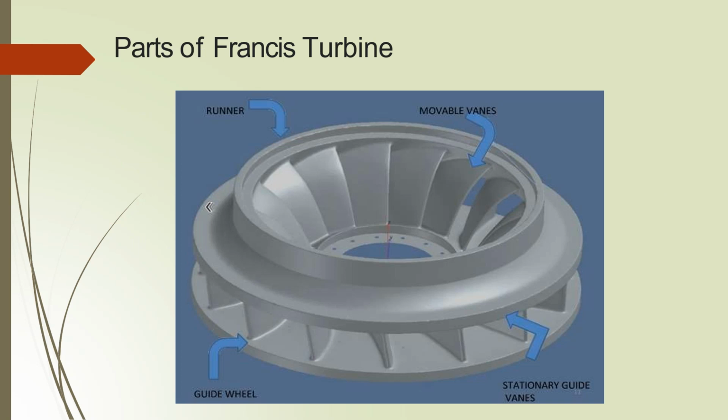So this is a Francis turbine, the different parts. You can see the movable vanes, the runner, the guide wheel, and the guide vanes. The guide wheel is stationary, the guide vanes are also stationary, the runner is rotating and the movable vanes are also rotating. So this view gives an idea of the Francis turbine.